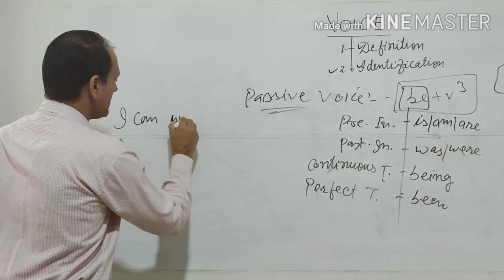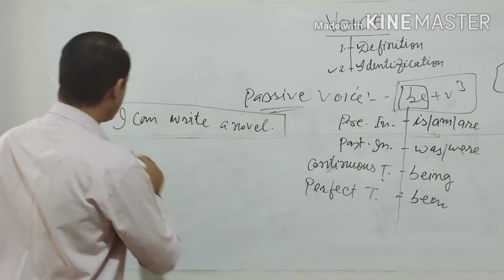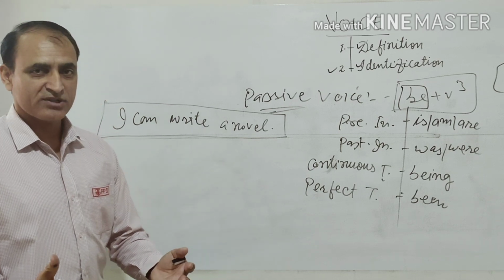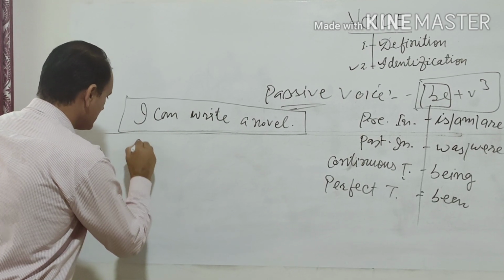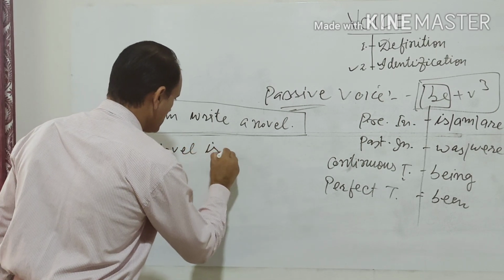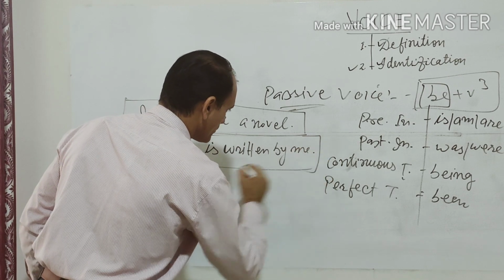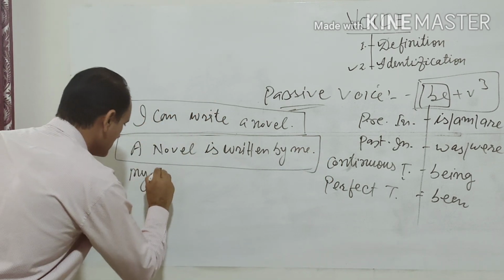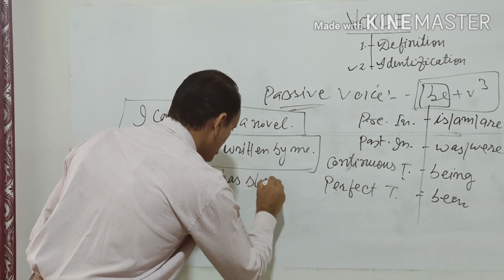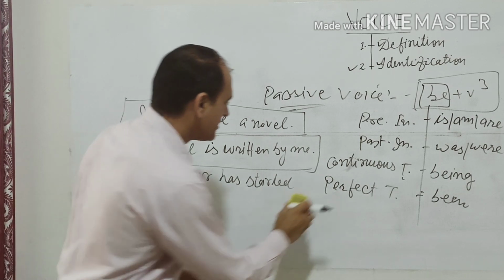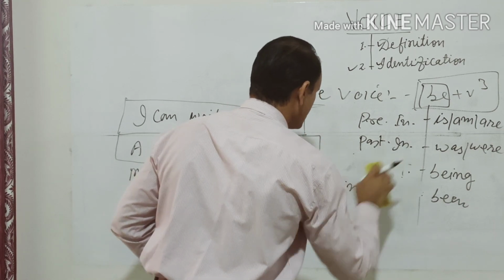I write a novel. This is our sentence. Now I am writing the sentences and you have to find out which one is in active voice and which one is in passive voice. Let's do it together. A novel is written by me. Next sentence is, my brother has started a business.